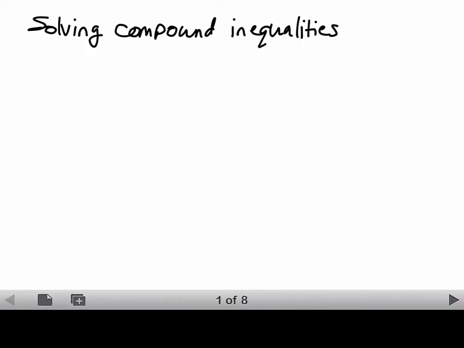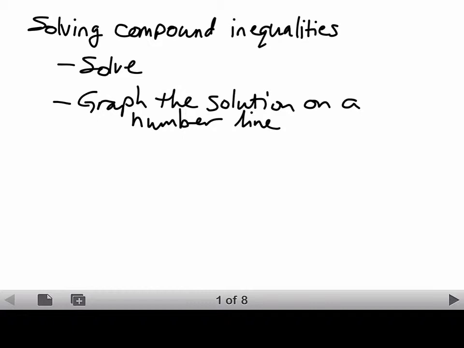In this session, we're going to solve compound inequalities. And compound inequalities usually have an "and" or an "or" in them. And remember that when we solve inequalities, we're going to graph the solutions on a number line, and we're going to express the solution in interval notation.